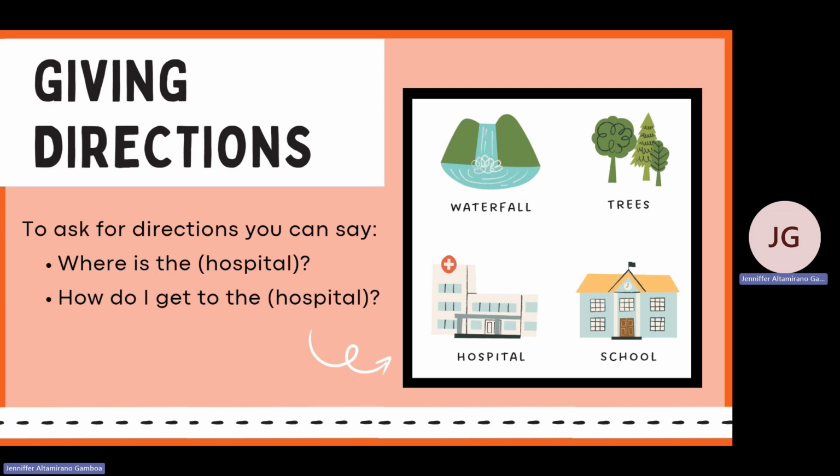Now, how to give directions in English? First, when you want to ask for directions, you can say, where is that? And you mention the place, for example, where is the hospital? Or you can also say, how do I get to the hospital?